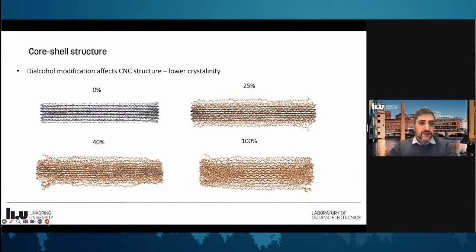If you look from the other angle, it's also quite clear that increasing the content of the dialcohol cellulose ends up with more and more amorphous region, and the fiber also looks like it's swelling up and maybe becomes a bit shorter, I guess. At least that's how it looks from these snapshots.